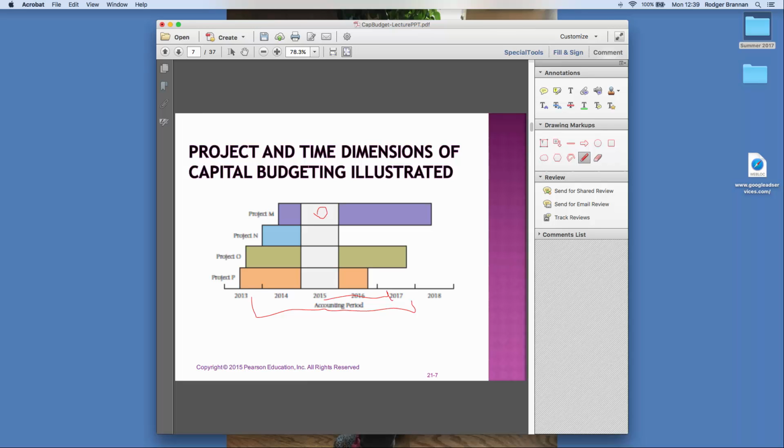Now, at the end of the life of a project, again, I can't do a whole lot about what has already happened, but I can go back and audit the decision-making process and look at it and say, okay, what did we do right? What did we do wrong? How do we change that process going forward so that we make better capital investment decisions?